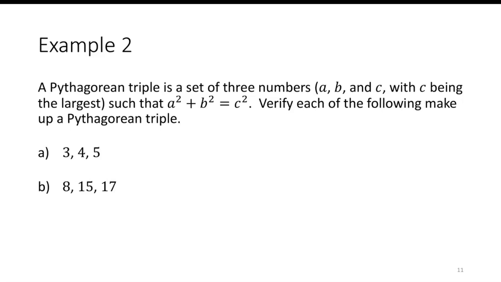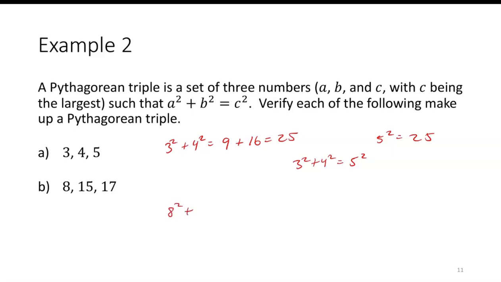So 3, 4, 5. Well, 3 squared plus 4 squared: 3 squared is 9, and 4 squared is 4 times 4, which is 16. So 9 plus 16 is 25. 5 squared is also 25. So in this case, 3 squared plus 4 squared is equal to 5 squared. That means 3, 4, 5 is a Pythagorean triple.